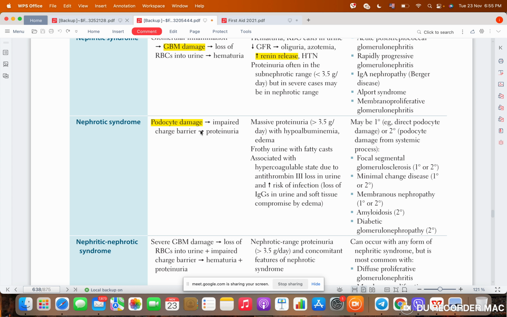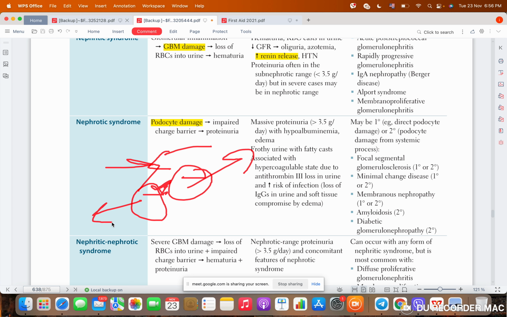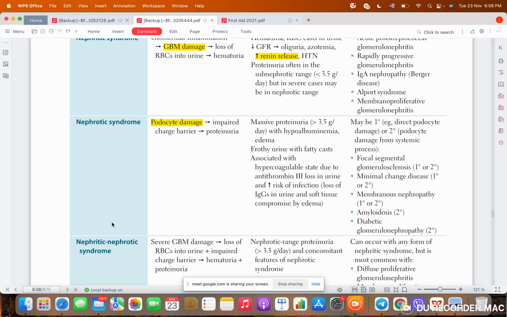Excellent, it's heparan sulfate. Not heparin, heparan. I said that in the first class, if you remember. So there will be an impaired charge barrier. Remember, this heparan sulfate was negatively charged, and your albumin is also negatively charged. So negative and negative repel each other. If you try to push negative against negative, they don't like each other. Each one will go on its way. That's why you don't get albumin into your urine.